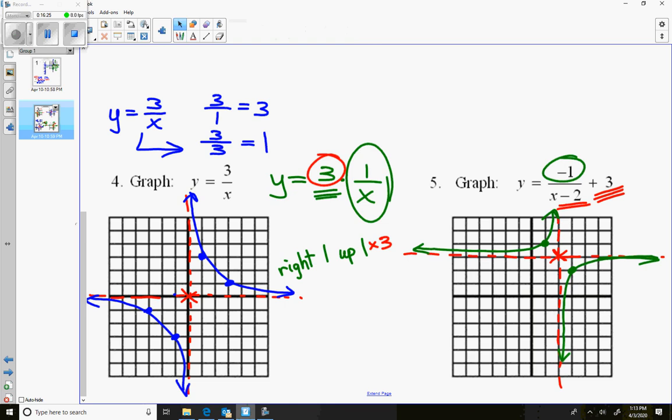And there's our graph. But once again, it's just like your normal quick sketch quiz stuff. All the rules still apply. The only thing that changes is the parent function.